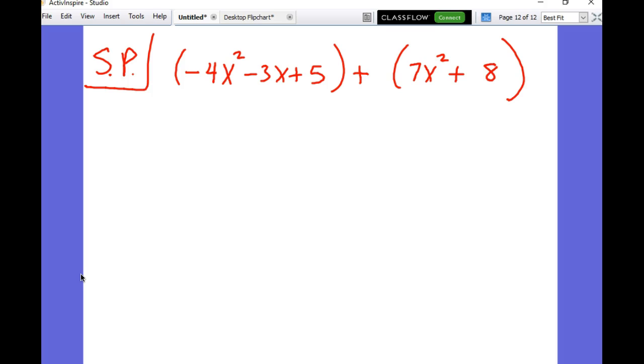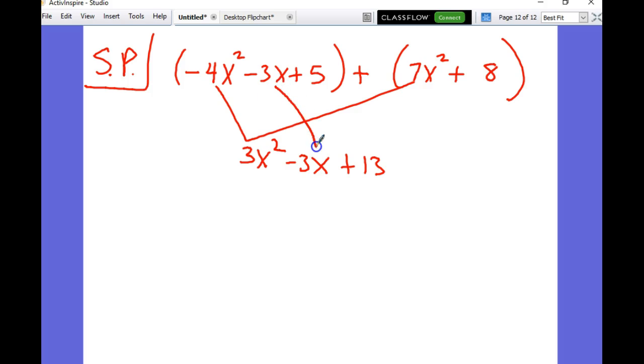I'm going to go to Michael. Michael, what'd you get? 3x to the power of 2 minus 3x plus 13. Beautiful. So negative 4x squared goes with the 7x squared, and 7 take away 4 is 3, right? And then this guy has nobody to combine with. It's a loner. Negative 3x. Just bring it down the way it is. And then 5 and 8 are my two constants. They're like terms, and they make 13.